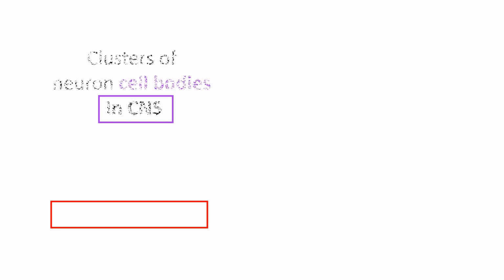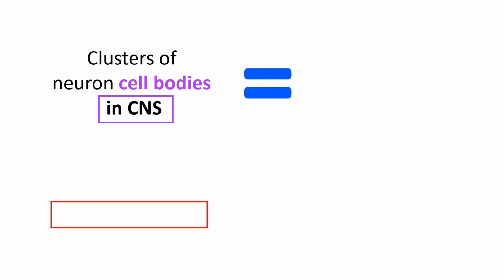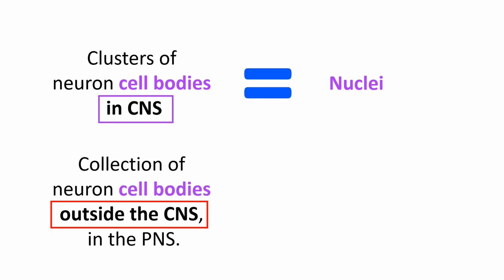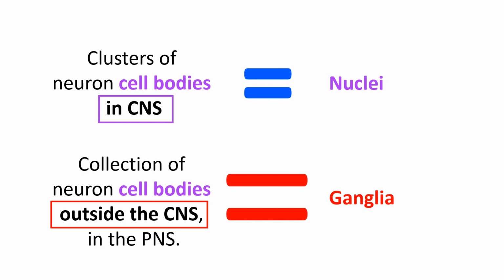We have another kind of arrangement. If there is a cluster of neuron cell bodies in the CNS, the central nervous system, then this is called nuclei. We find some nuclei in the white matter of the brain. Now, if there is a collection of neuron cell bodies outside the central nervous system, in the peripheral nervous system, then this arrangement is called ganglia. The singular is ganglion.